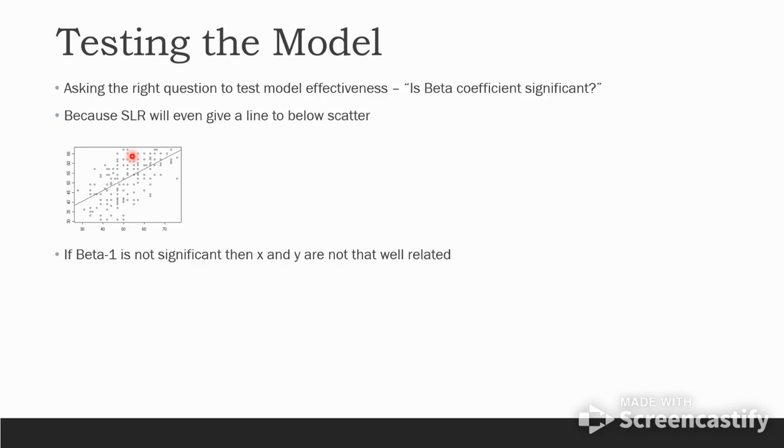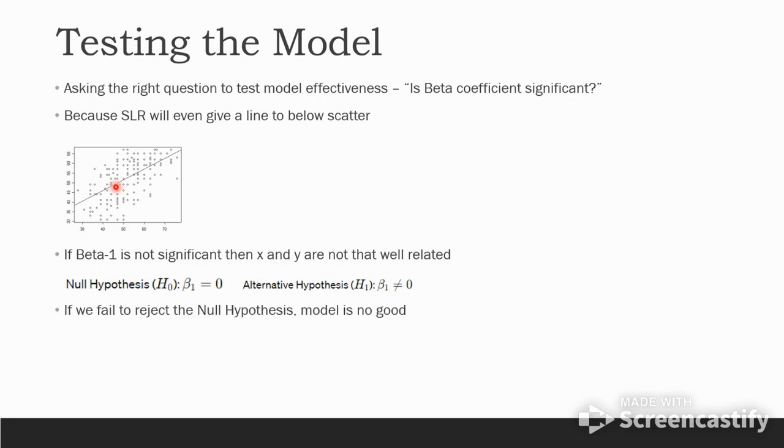So if we check the beta 1 coefficient for statistical significance in this case, we will find out that it is not statistically significant. How do we do that? We form a hypothesis. The null hypothesis, the no change hypothesis, will say that beta 1 is 0, it is not statistically significant. And the alternate hypothesis will say it is not equal to 0, which means it has some significance.